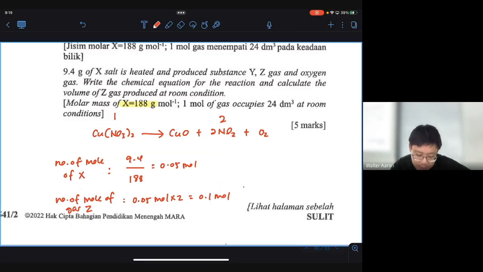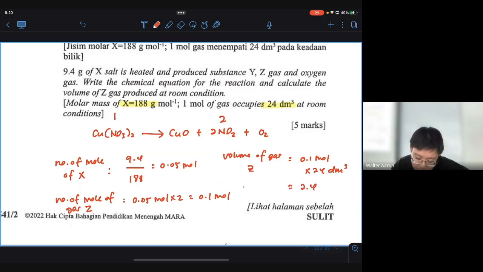Then after that, you just multiply by molar volume, which is 24 dm³ per mole. So the volume of gas Z will be 0.1 mole multiplied by 24 dm³. Your answer is 2.4 dm³.